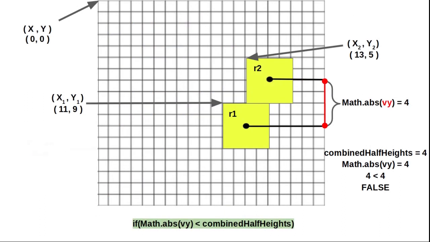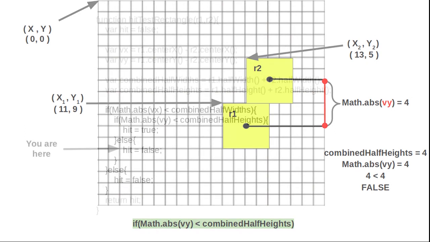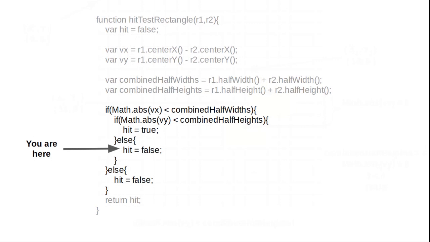As you see here, I have moved R2 down until R1 and R2 are just touching. I want to show you how the line of code below would be resolved. In this case, the difference between R1 and R2's center y's is only 4, and combinedHalfHeights is still 4. 4 is not less than 4, so the statement remains false. Again, hit is set to false, and all that is left to do is return hit. Let's look at another scenario.